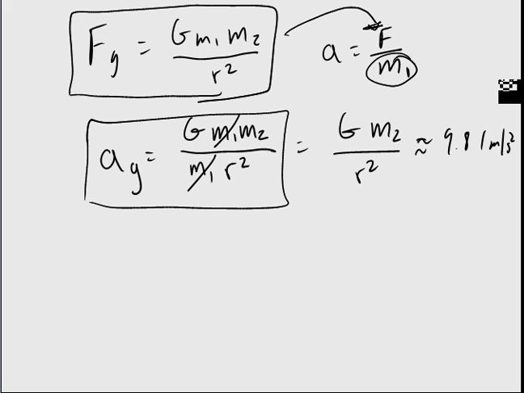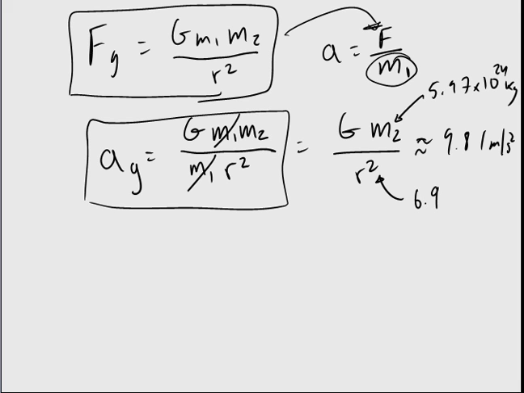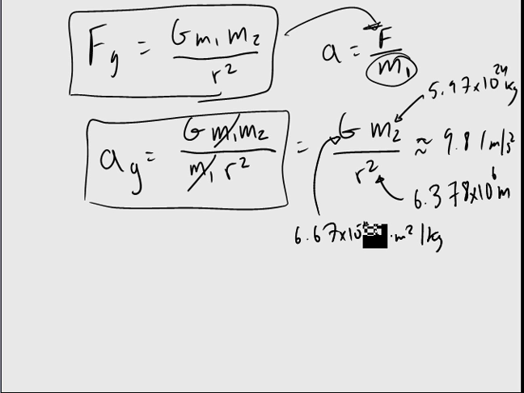Using as the mass the mass of Earth, 5.97 times 10 to the 24 kilograms, and using as the distance the radius of the Earth, the distance from the center to the surface, as 6.378 times 10 to the 6 meters. And just by using these numbers, and of course G, we'll always get something that's about 9.81 meters per second squared.